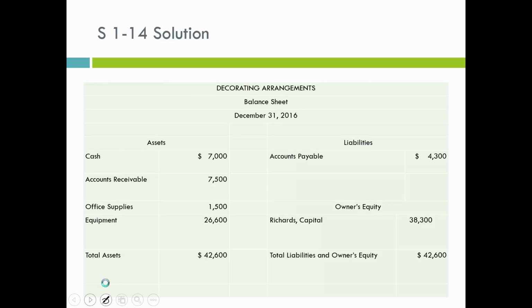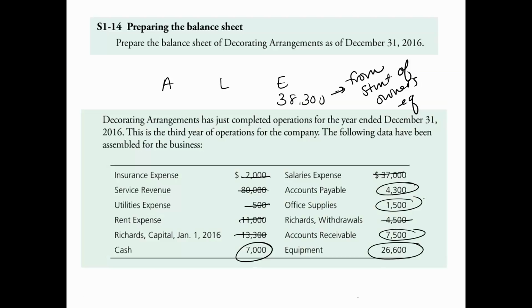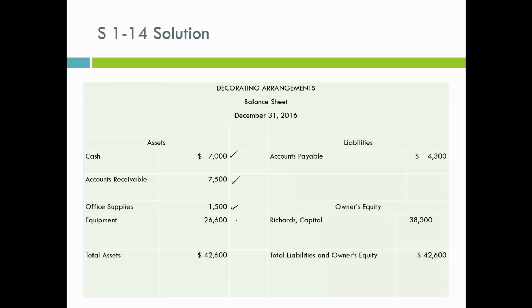So my balance sheet looks like this. Over here's my assets. I always put cash first. Accounts receivable is pretty much always second. And again, these are just coming right from here. These are the ones I circled. I'm just putting them in order. Office supplies, equipment. And I've got total assets of $42,600. I've got one liability, and then here's my new capital. I put those together, and I've got $42,600. So my balance sheet is in balance.